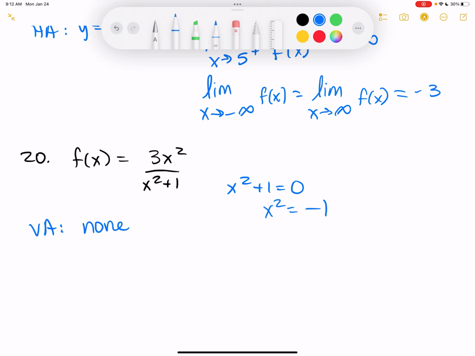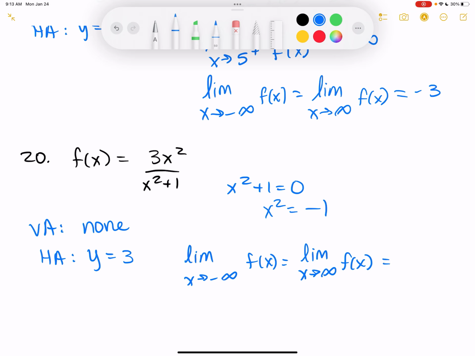How about horizontal asymptote? 3. Y equals 3. So then there's no vertical asymptote, so I'm not checking any end behavior for vertical. So I'm just doing the limit as x approaches negative infinity of f of x is equal to the limit as x approaches infinity of f of x is equal to what? 3.